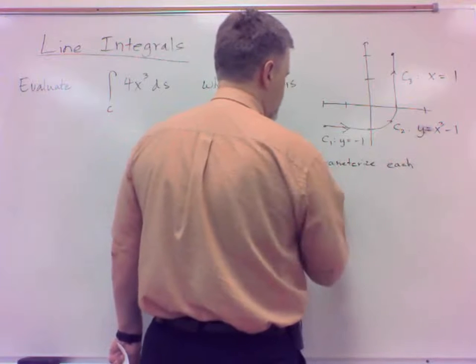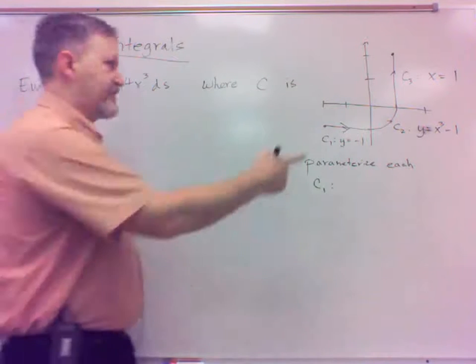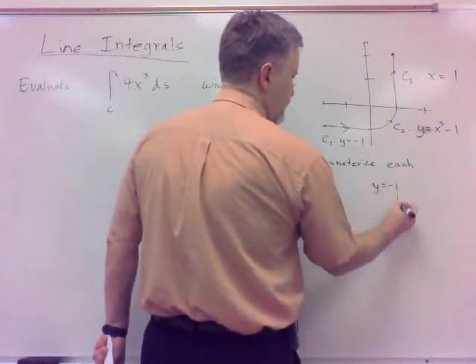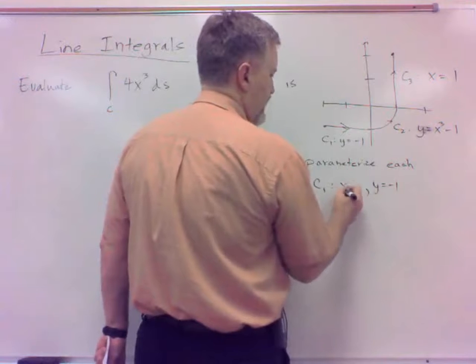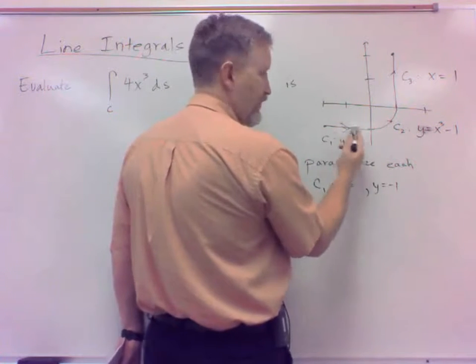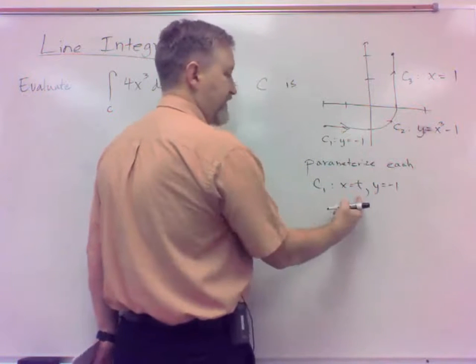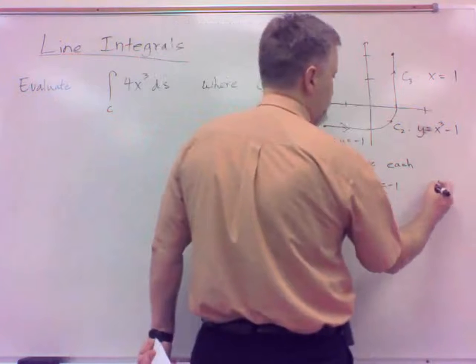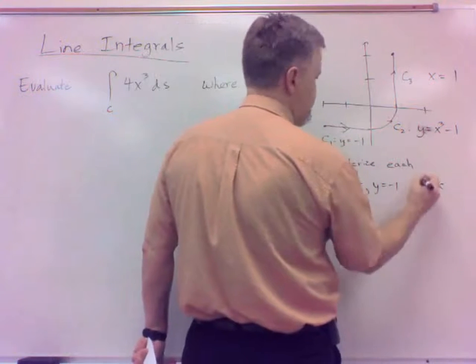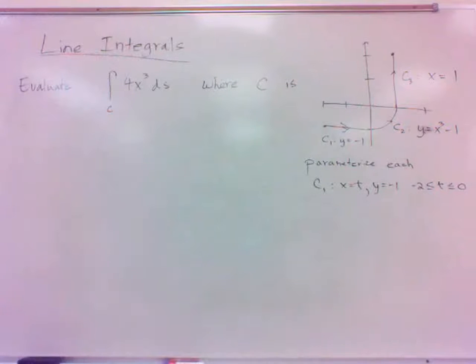All right, so C1. I need to write it as x equals this, y equals that. Well, obviously we've got y equals -1. And then the x value, well, the x can be whatever we want it to be, right? But we're just going to assign the x value to t, and then t goes from -2 to 0. That'll get all those points right.